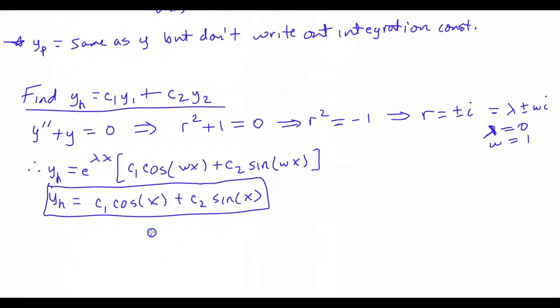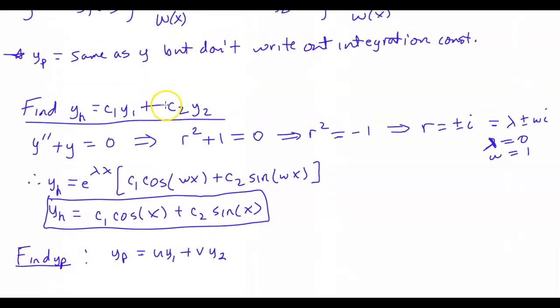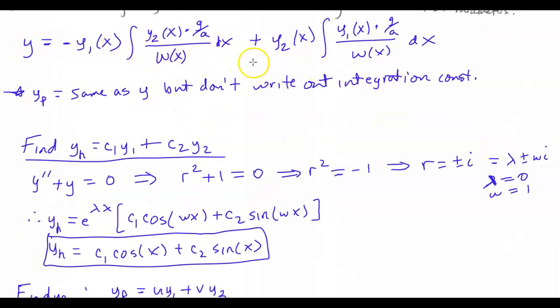So now what we're going to do is find out what our y p is going to be. And for here, we know that y of p is going to have to end up being in a form that looks something like this. It's going to be u y sub 1 plus v y sub 2. But since we already have this formula up here that we're going to use, we're just going to use it directly.